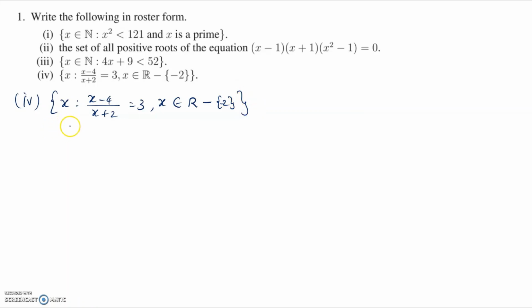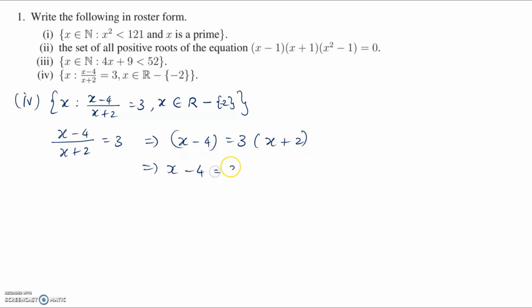So the given condition is that (x - 4)/(x + 2) has to be equal to 3. So let's simplify this. x - 4 is equal to 3 times (x + 2). That implies x - 4 is equal to 3x + 6.